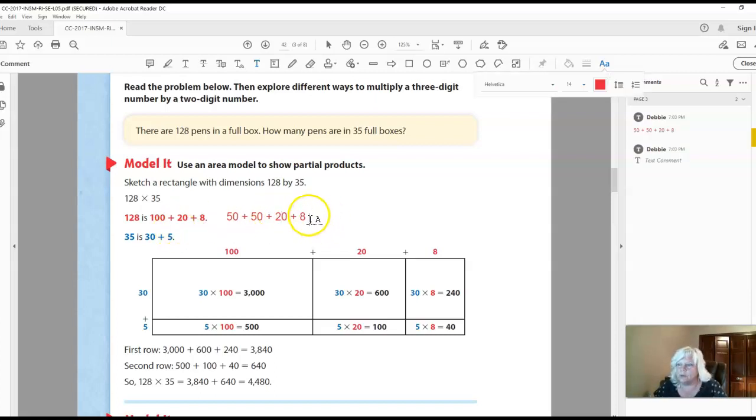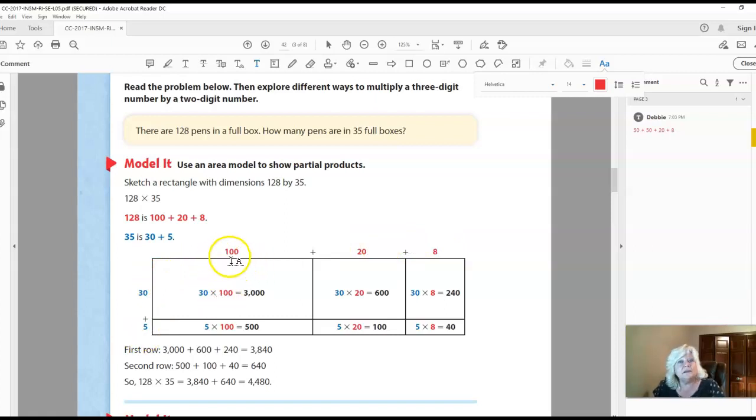So let's get rid of what I just wrote here. There we go. And let's just use what they've given us, which is 128. And then the other number up here was 35. So they've divided the 35 into 30 plus 5. So they've drawn this box, and we've got 6 compartments in that box. The reason is that we've got 3 numbers by 2 numbers, and 3 times 2 is 6. I just draw a box and I start at the top. I put my 100, my 20, and my 8. On the side, I put my 30 and my 5.